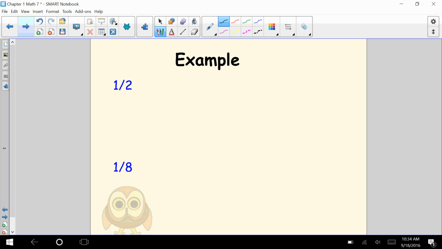So let's do some examples. We take the numerator, 1, divided by the denominator, 2. Well, we know 2 doesn't go into 1, so we have to add a decimal and a 0 after the decimal. 2 goes into 10 5 times with nothing left over, so my answer is 0.5.